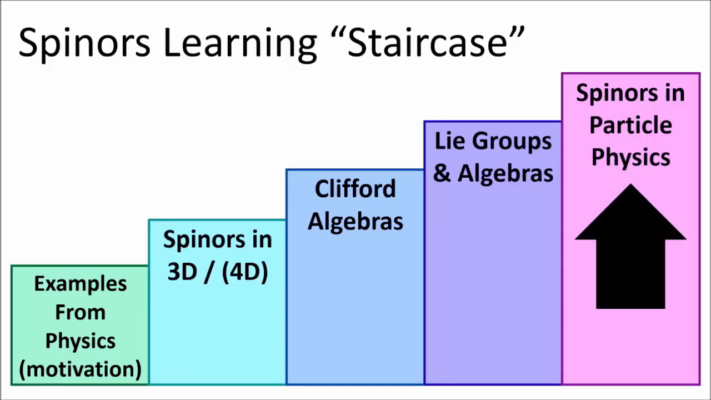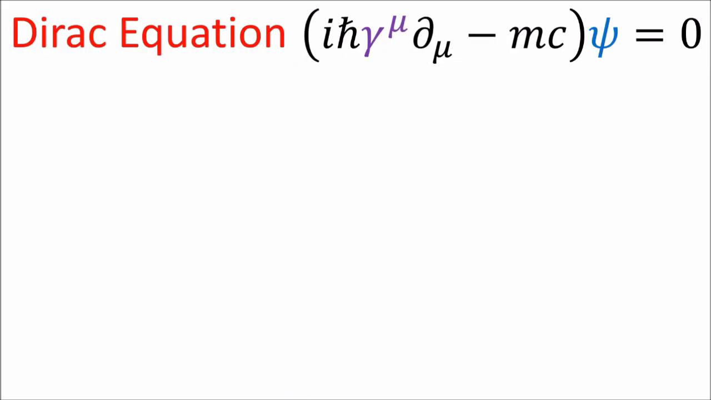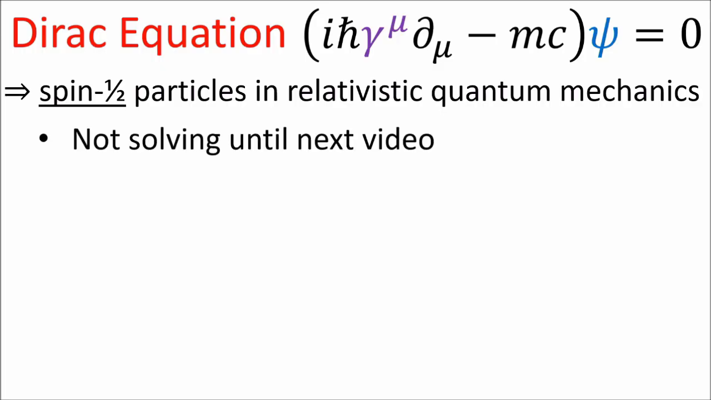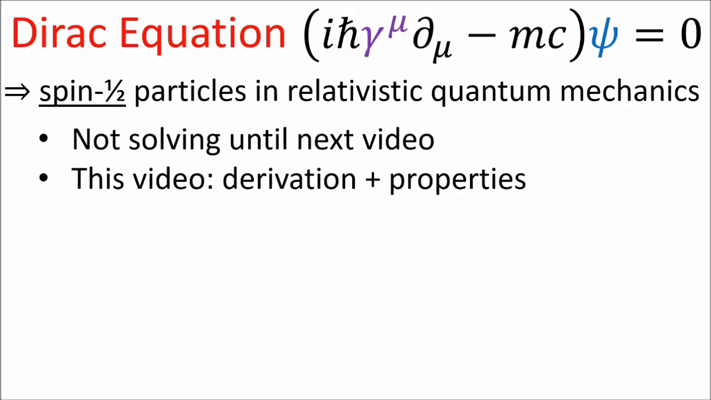We're continuing our introduction to particle physics, and in this video we're going to study the Dirac equation, which models free spin 1/2 particles in relativistic quantum mechanics. We're not actually going to solve the Dirac equation until the next video. In this video we're going to do a quick derivation of the Dirac equation, followed by a deep dive into the mathematical properties of the Dirac equation.